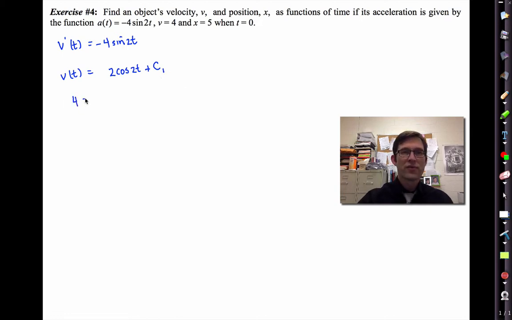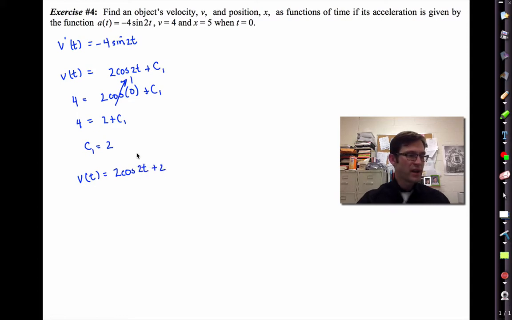Let's put 4 in for v. Let's put 0 in for t. Got to watch out here. Cosine of 0 is again 1, so I'll get c1 plus 2 is 4, so c1 is 2. The reason I use c1 and not just c is I'm going to have another constant, so I want to distinguish between the two. Boy, there's a lot of 2's floating around here, aren't there? v of t is 2 cosine 2t plus 2.